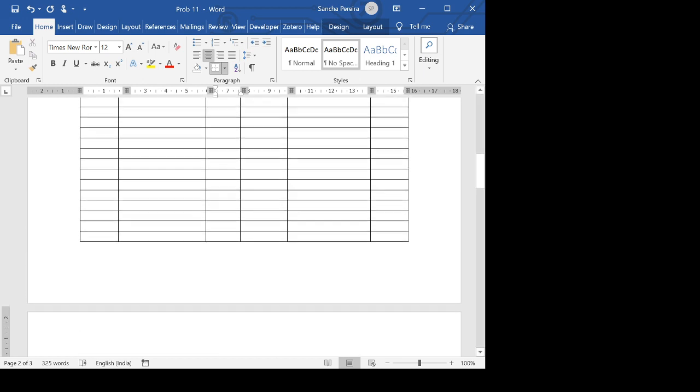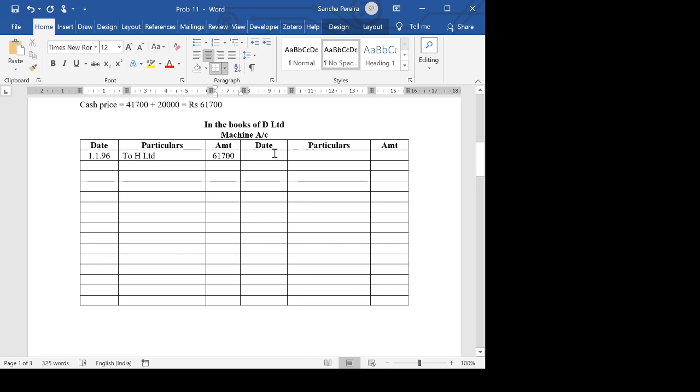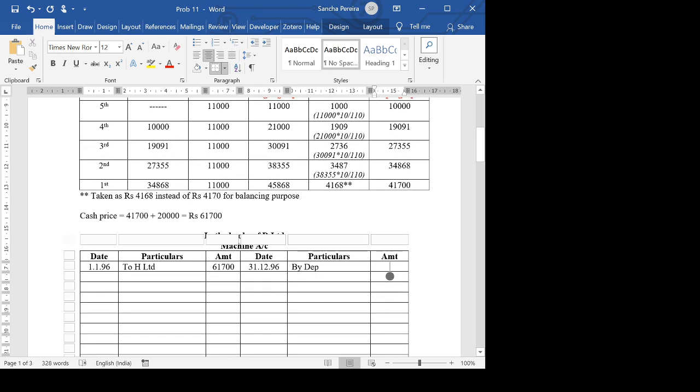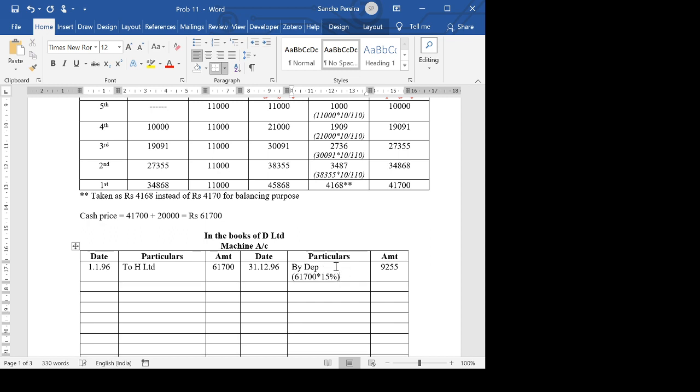We also have to charge depreciation in this problem. Before closing, we also have to charge depreciation. So depreciation is depreciation account to asset account. So in machine account, it will be by depreciation. Okay, so you'll have to actually calculate the amount. It will be 61,700 into what's the rate of depreciation? I think it's 15%. Yes, 15%. 61,700 into 15% gives me 9,255. Just write it here. You don't need to write this. Just for you to know.